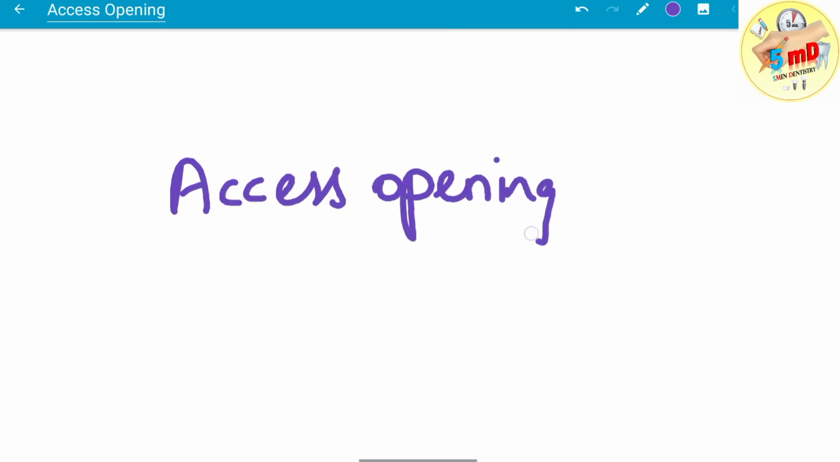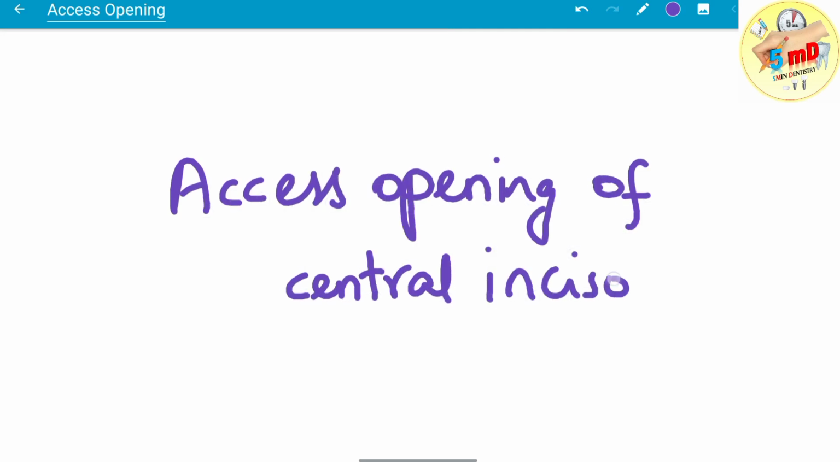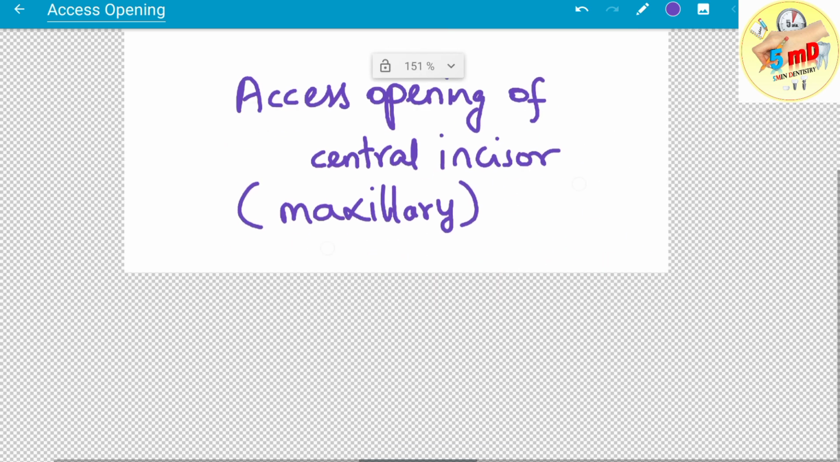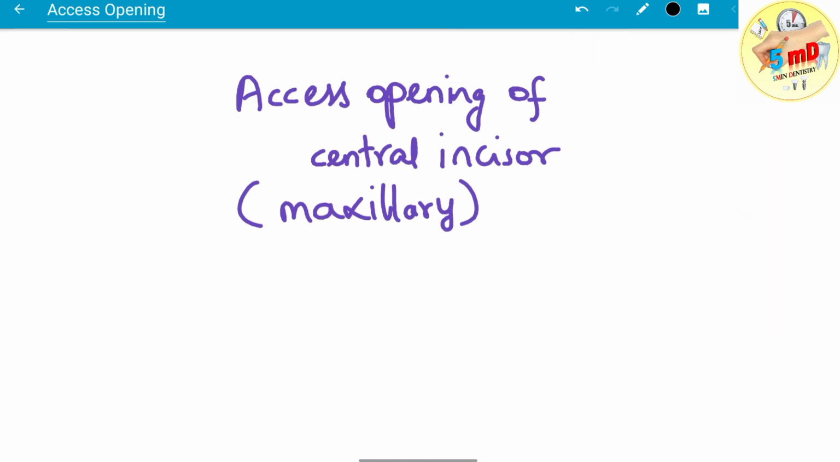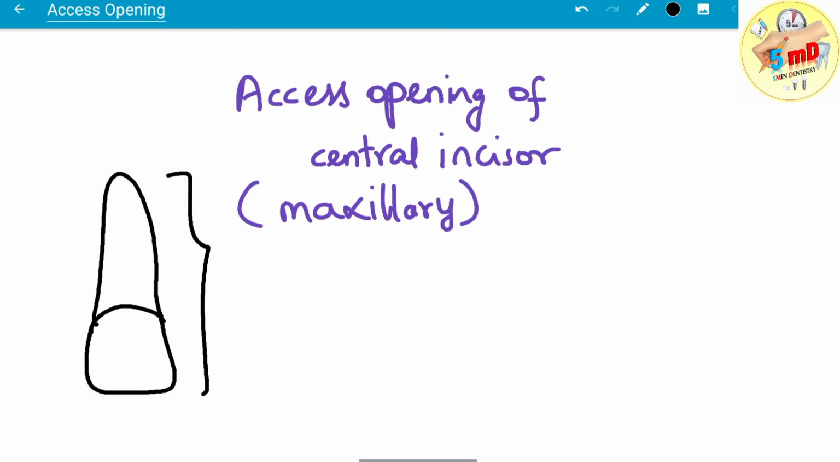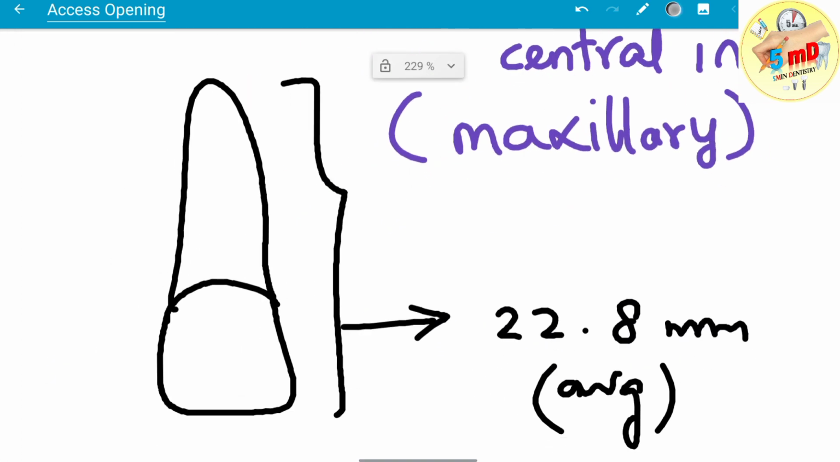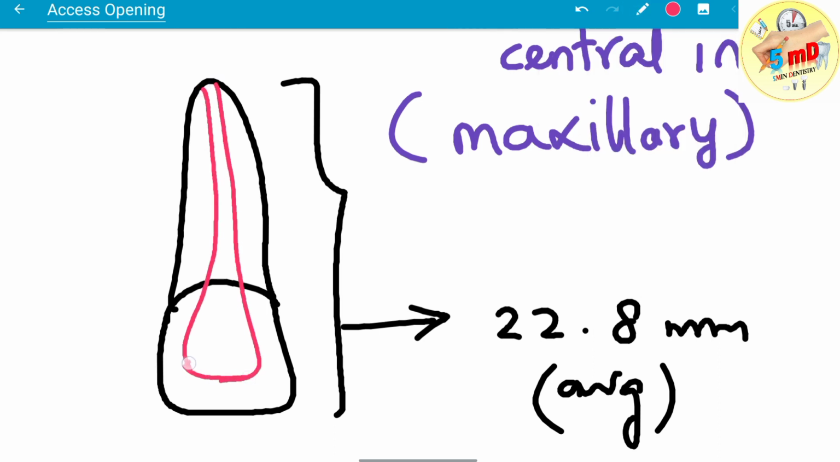In this video, we will see about access opening and access cavity preparation of maxillary central incisor. On average, the total length of the tooth is approximately 22.8 mm, and we should know about the anatomy of pulp chamber and pulp canal before any access opening.